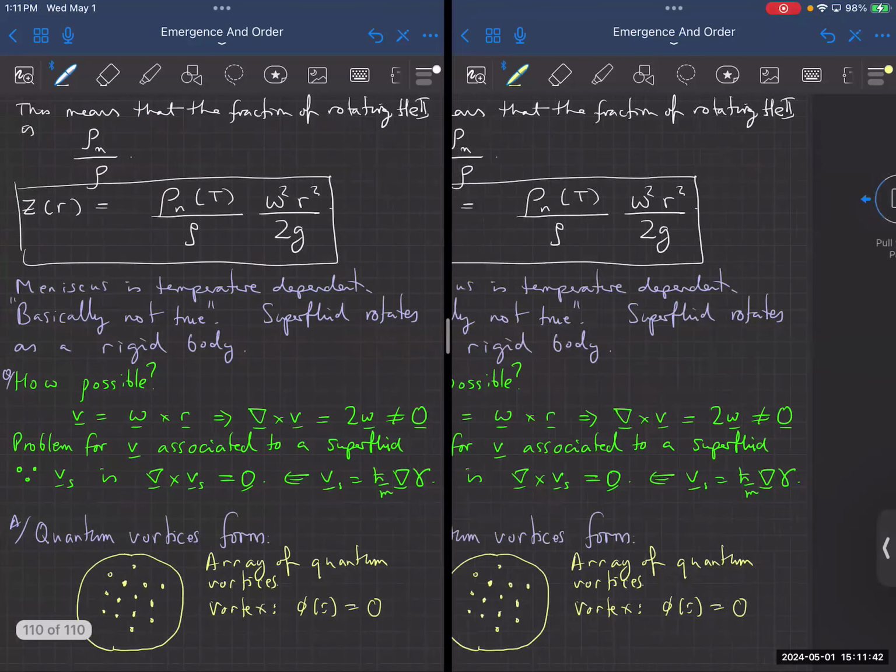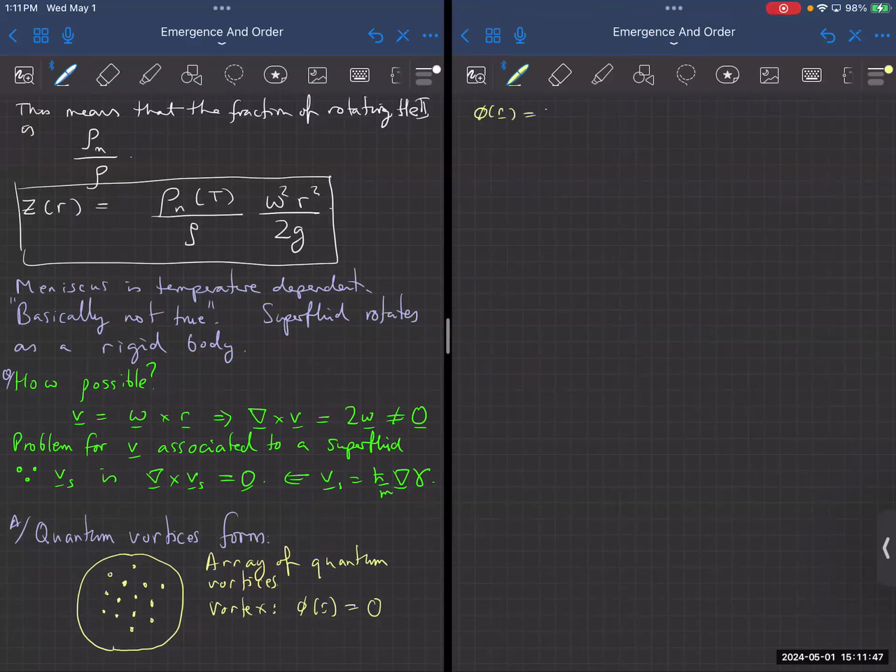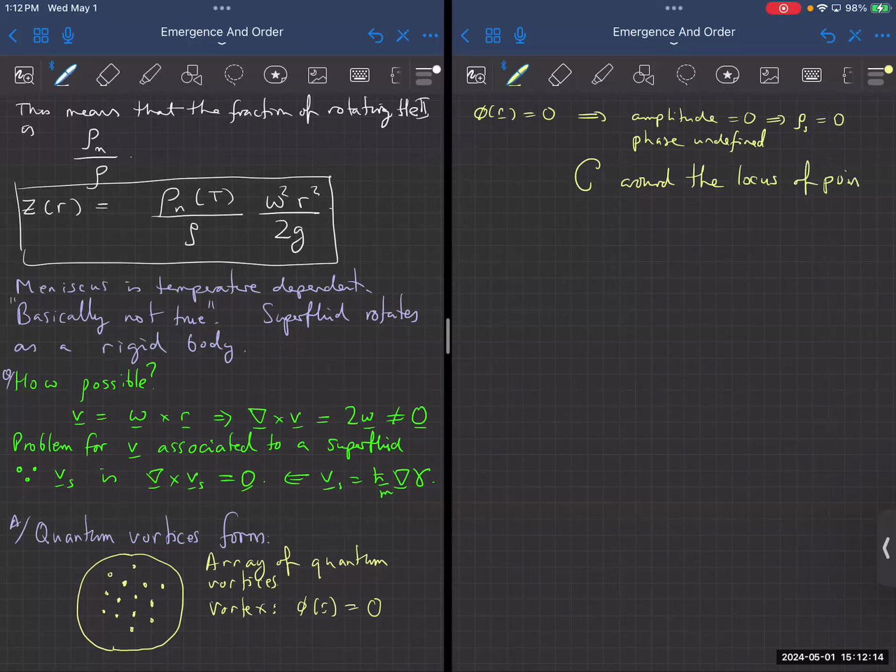So at those points where phi is equal to 0, that implies that the amplitude equals 0, which implies rho s is equal to 0. It means the phase is undefined, and any circuit around the locus of points where phi is equal to 0 will have the ability to have n not equal to 0. So that is a quantum. That's what we mean by a quantum vortex.